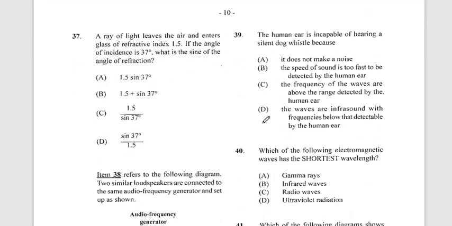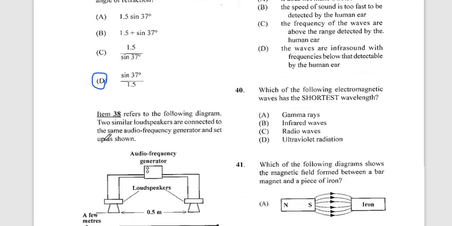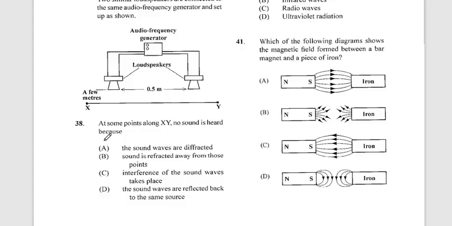37. A ray of light leaves the air and enters glass of refractive index 1.5. If the angle of incidence is 37 degrees, what is the sine of the angle of refraction? D. Sine 37 over 1.5. 38. At some point along xy, no sound is heard because C. Interference of sound waves takes place.